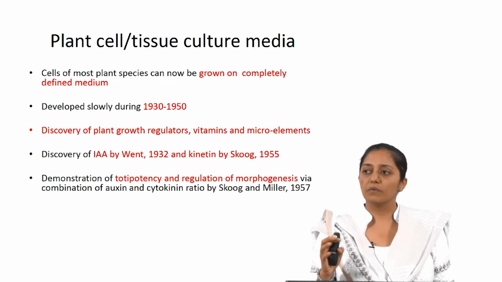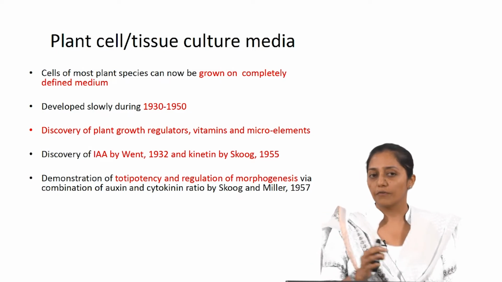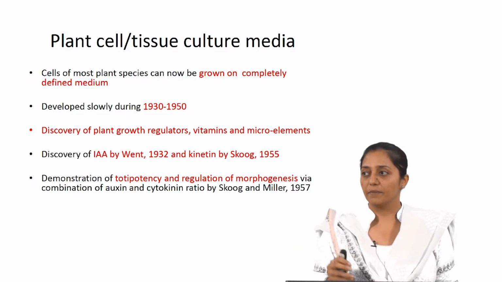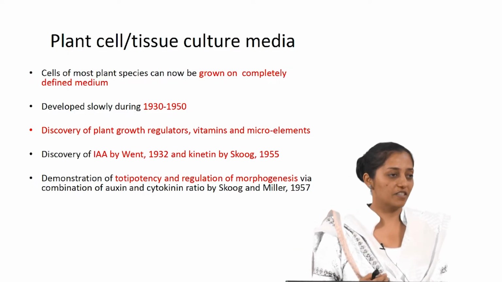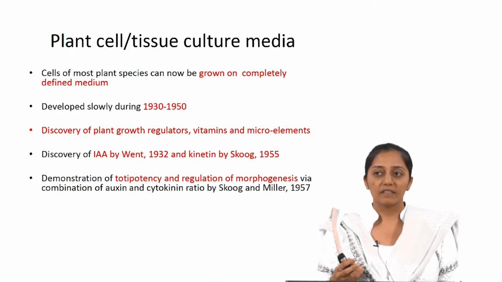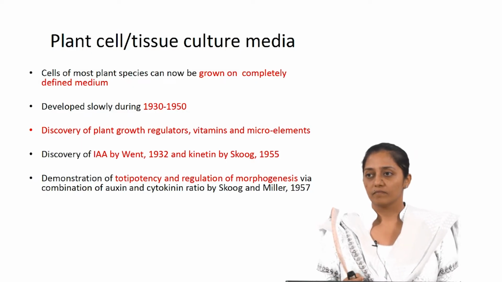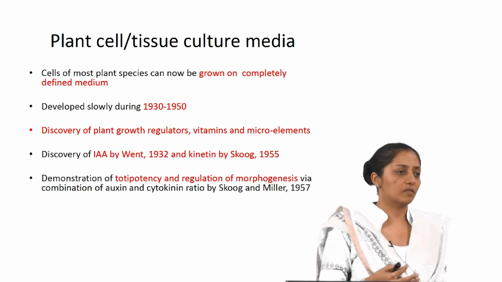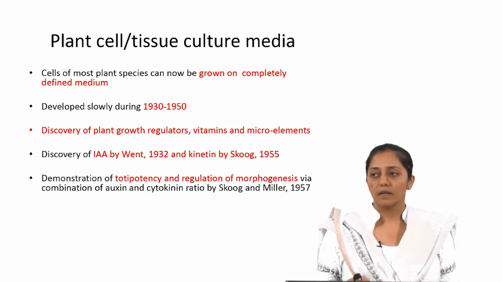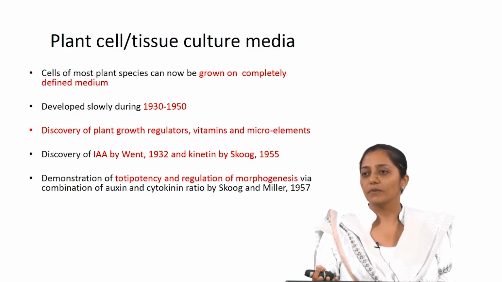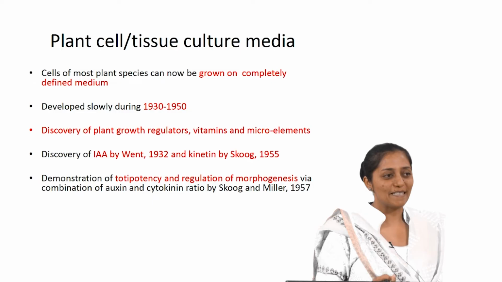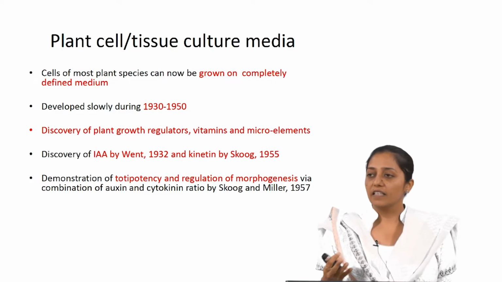Why do you think there was a need to shift from a complex to a well-defined media? Batch to batch variation can be there. What else? Any other logical reason? Depending on how many impurities you get. But what other logical reason might people have had? Do you think downstream processing at that time would have been the reason? What did I say in the earlier classes?